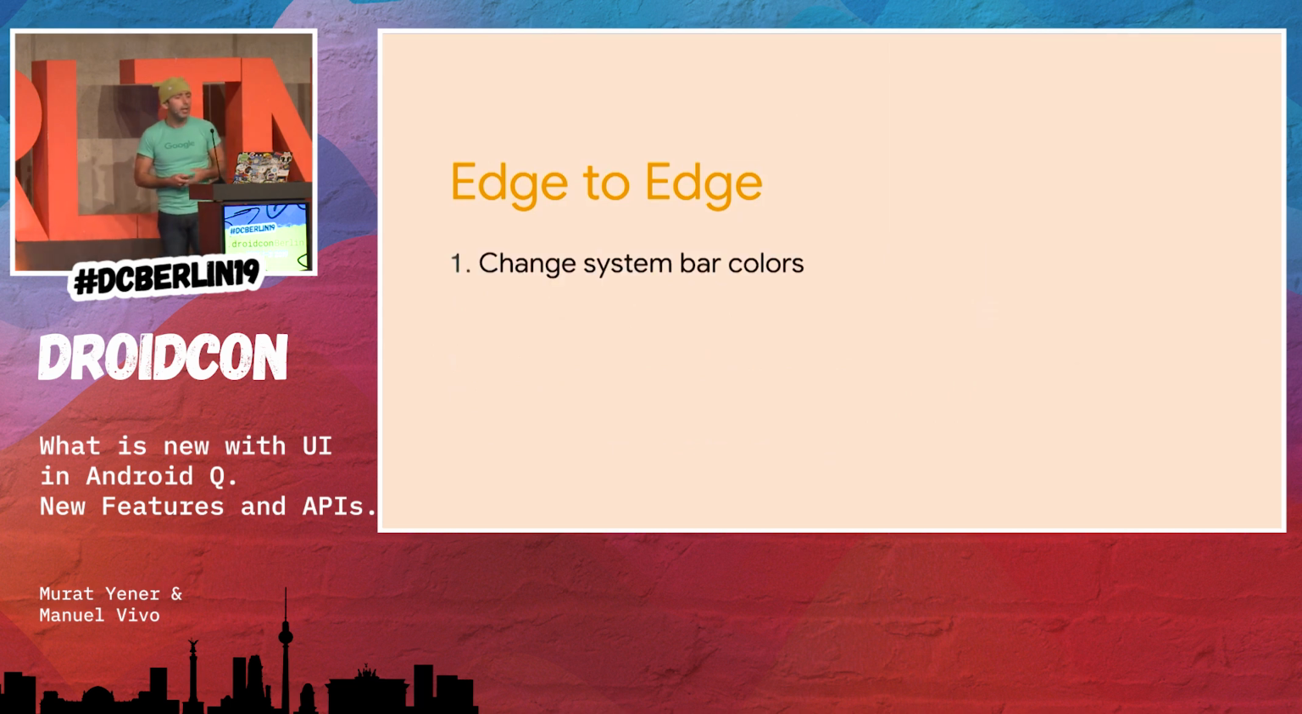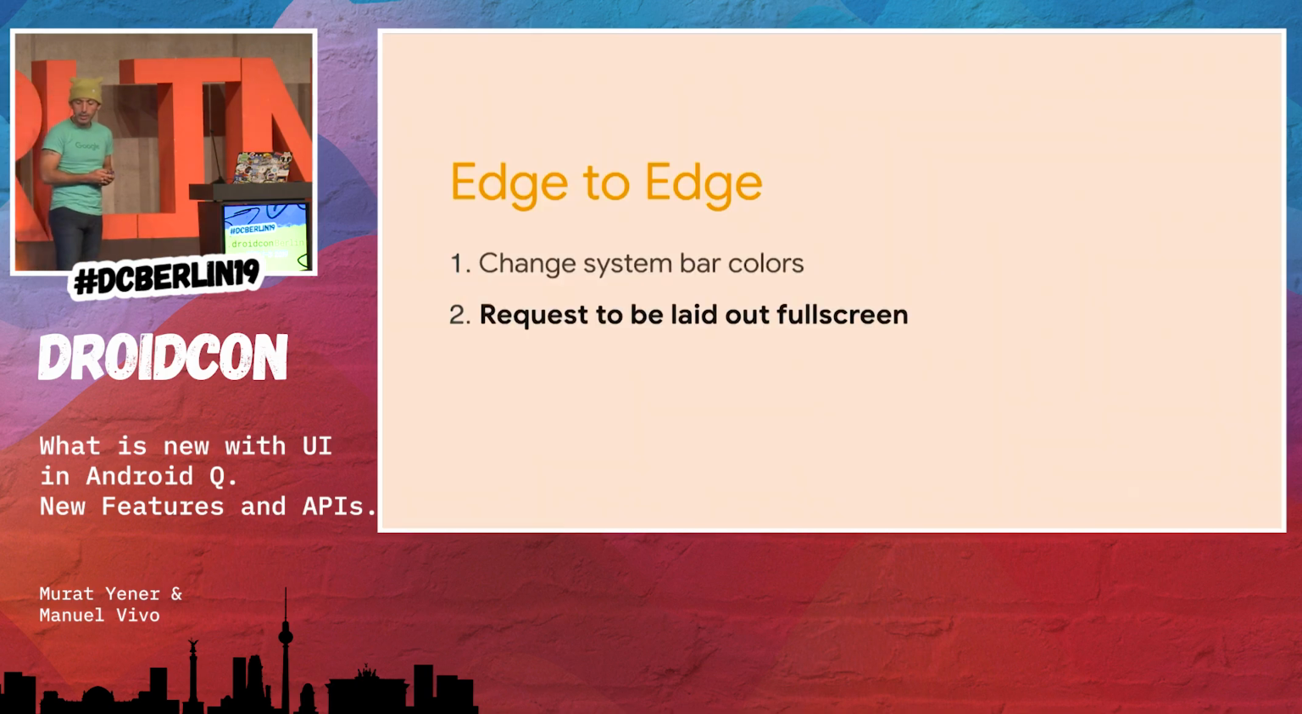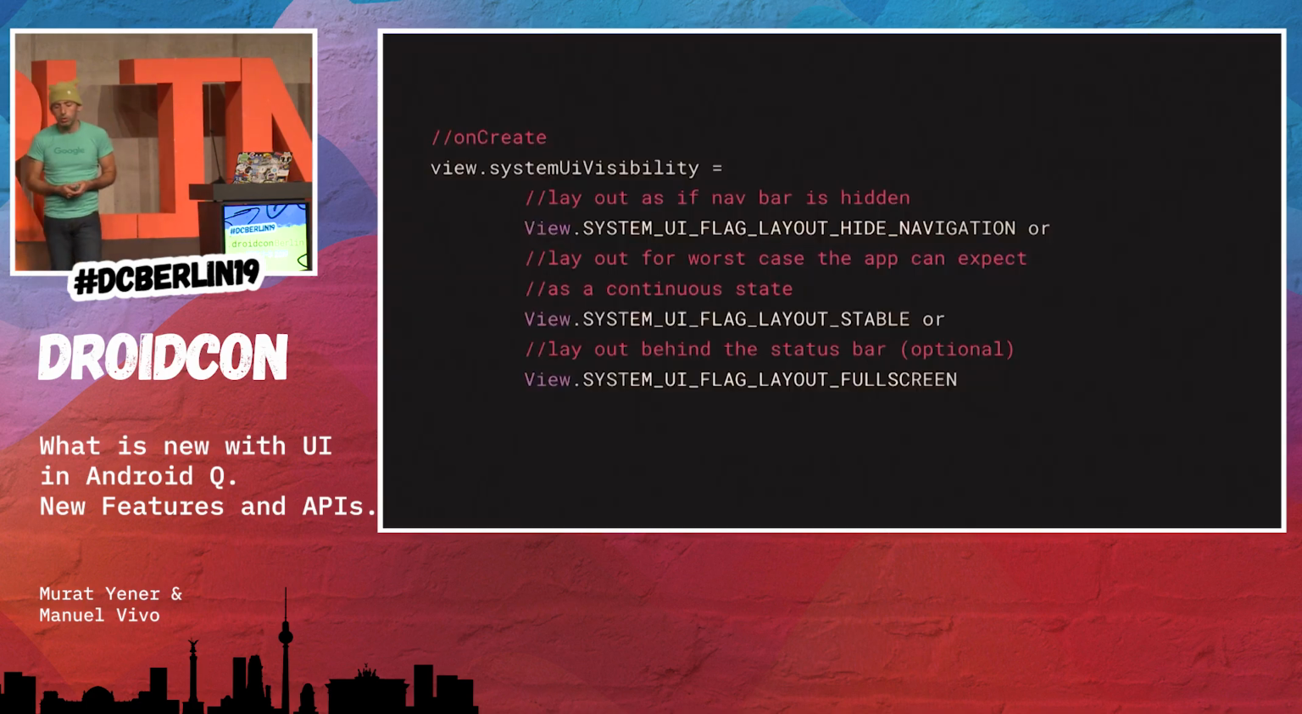And how do we do that? First, we need to go and change the system bar colors. In order to do that, go to your themes XML and set status bar color and navigation bar color to translucent or transparent. Next, you need to ask the system to lay out your app full screen. This is also something pretty easy to do. You need to pass several flags to system UI visibility. The first one is SYSTEM_UI_FLAG_LAYOUT_HIDE_NAVIGATION, which, as the name suggests, lays out your app as if the navigation bar is hidden.